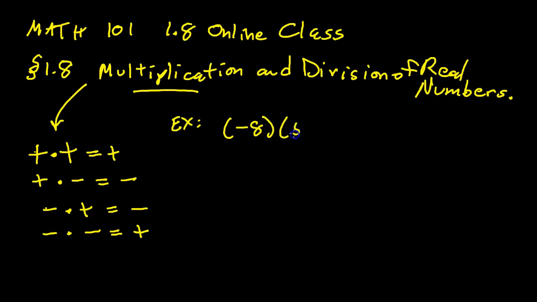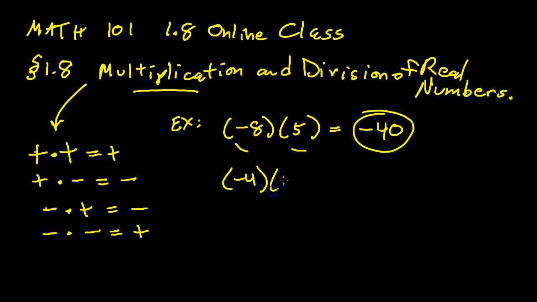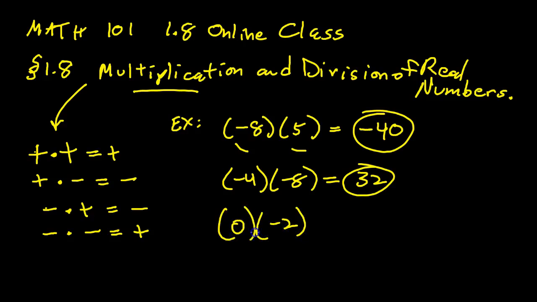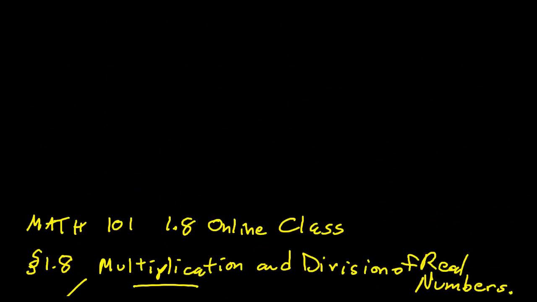Minus 8 times positive 5. Well, negative times positive gives me a negative result, negative 40. Negative 4 times negative 8 will give me a positive 32. Let's see, 0 times negative 2. Well, formally 0 is neither positive nor negative, and we should probably know at this point that 0 times anything is 0. Any product of factors including 0 is equal to 0.